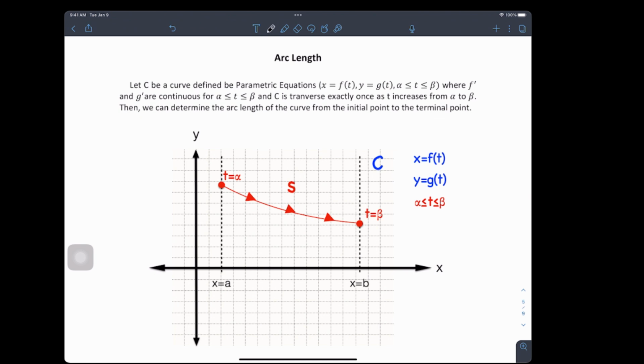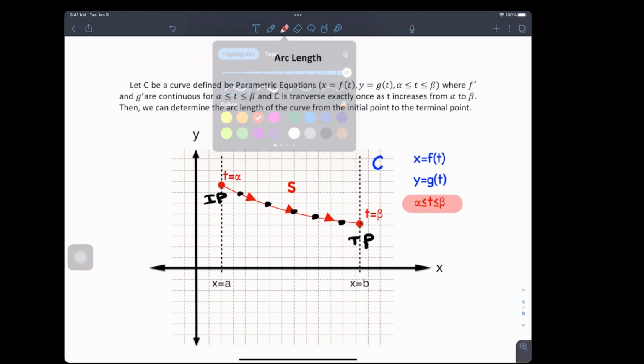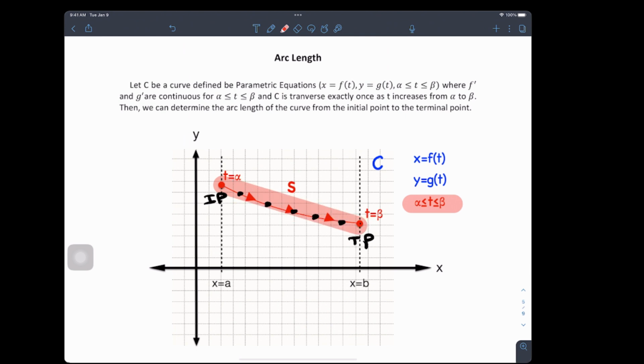So now we're going to go back to the situation again where you have your x coordinate increasing, which means dx dt is positive because my initial point is on the left, my terminal point is on the right. Alpha is still, your time value is always defined this way, alpha less than t less than beta, because that's how we define our intervals. We go from smallest to largest. X is still f of t, y is still g of t. We're now going to try to find the length of this curve. That s, that's what we're looking for.